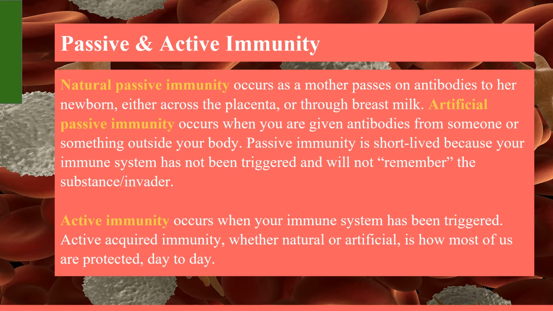Finally, there is passive and active immunity. Natural passive immunity occurs as a mother passes on antibodies to her newborn, either across the placenta or through breast milk. Artificial passive immunity occurs when you get antibodies from someone or something outside your body.